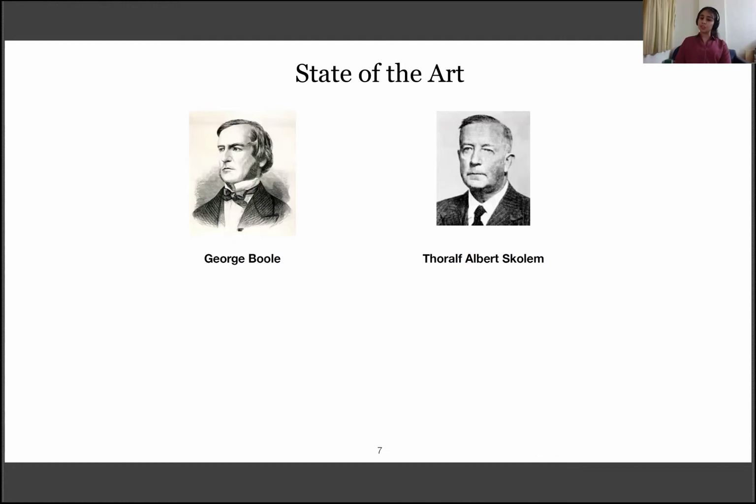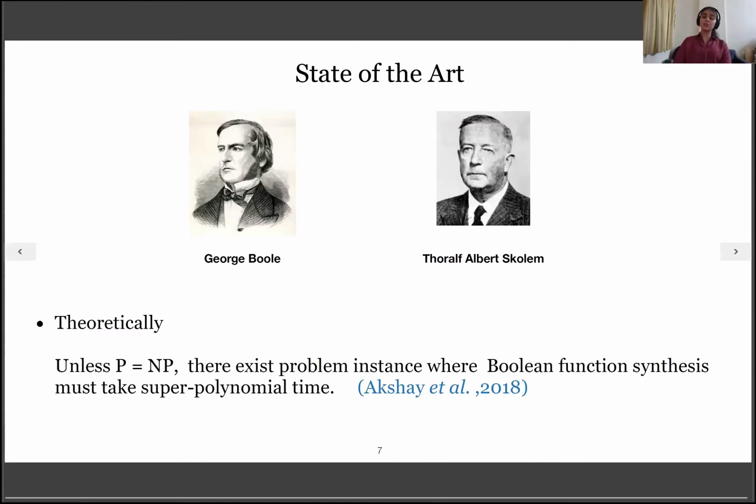The problem of Boolean function synthesis has always been of great interest to both theoreticians and practitioners. And over the decade, we have seen significant improvement on both fronts. Theoretically, we know that there exists a problem instance where Boolean function synthesis must take superpolynomial time, under the complexity theoretic assumption P not equal to NP.